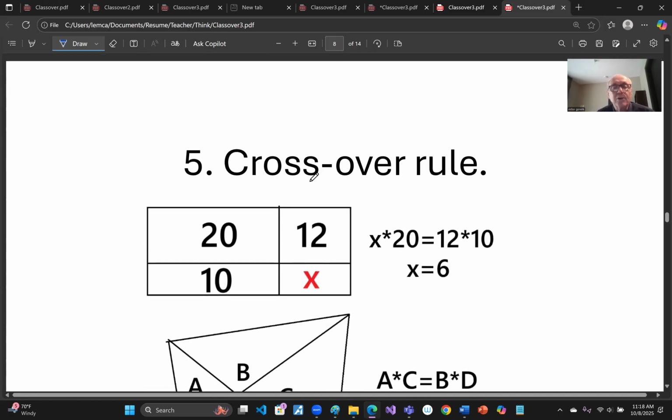Next rule, crossover rule. It says that if you have a rectangle made up of 4 other rectangles, for example, with areas 10, 20, 12, and let's say x, then x multiplied by 20 is equal to 12 multiplied by 10, and we can find x from this equation. It is 6.